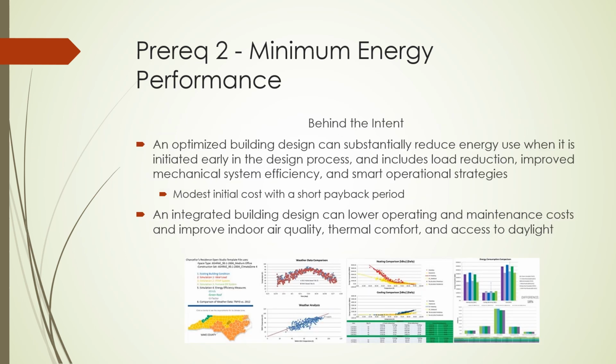The reason that this prerequisite exists is because optimizing the building design based on load reduction and improved mechanical systems early on in the design process, which is done in any of the 3 options that you take, will greatly reduce the energy use of the building and can also lower operating and maintenance costs. Not just that, but it can improve indoor air quality, thermal comfort, and access to daylight, which improves people's health along the way.